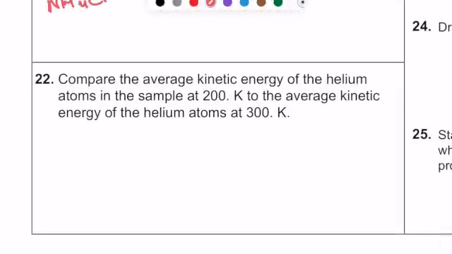Compare the average kinetic energy of helium atoms in a sample at 200 Kelvin to the average kinetic energy of helium at 300 Kelvin. So 300 Kelvin is a higher temperature, so this is higher average kinetic energy.